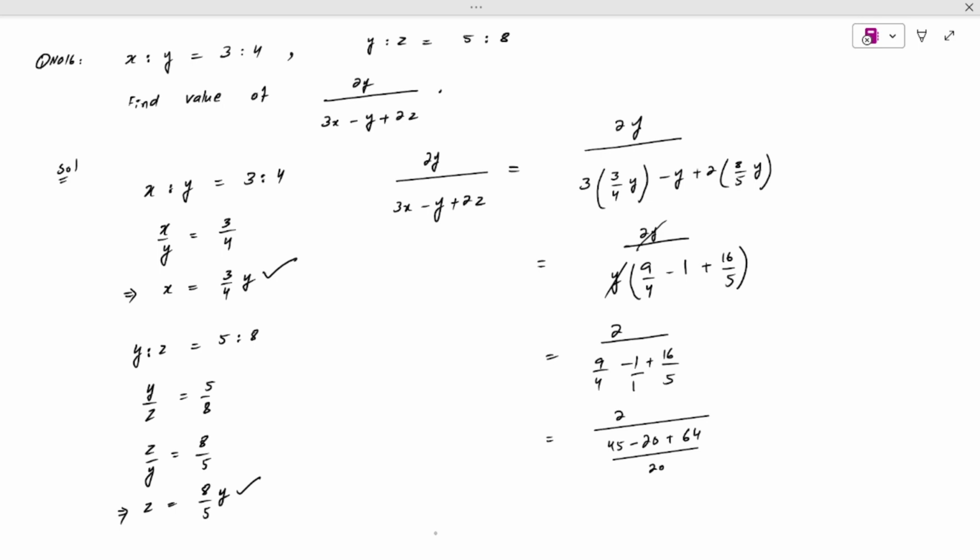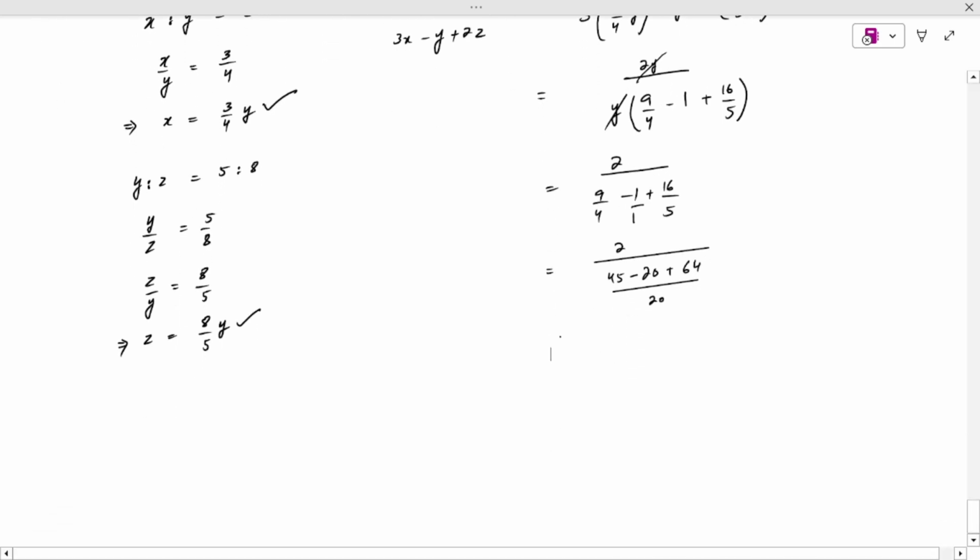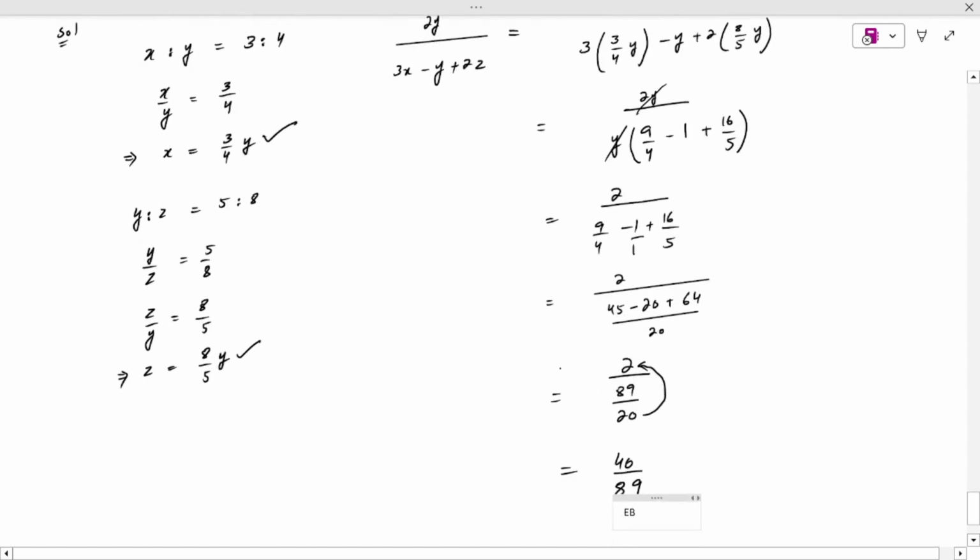So now we will solve it further, and we are left with 2 divided by 45 minus 20 is 25 plus 64 is 89, 89 divided by 20. Now we multiply this 20 above with 2. So we get 2 twos are 40 divided by 89, which is the value of this required fraction. So this is the question number 16.